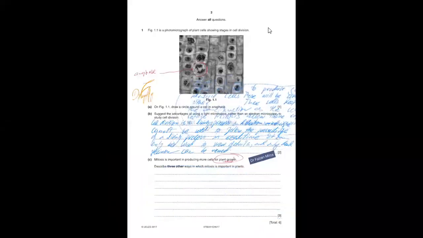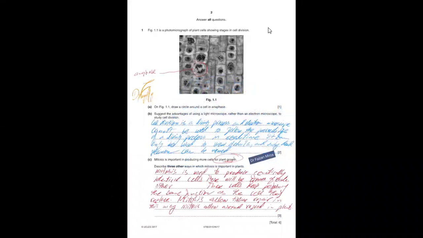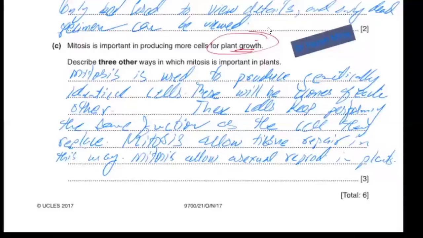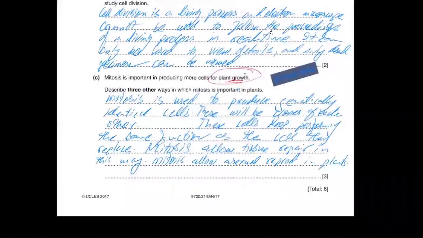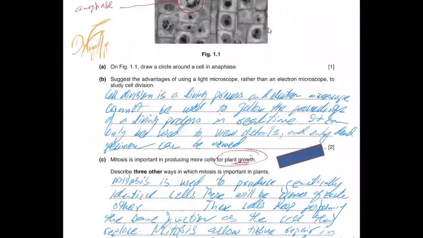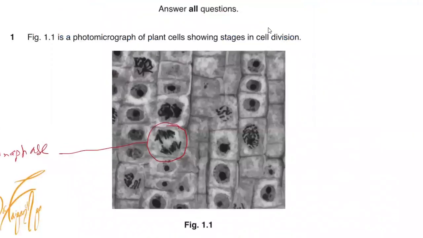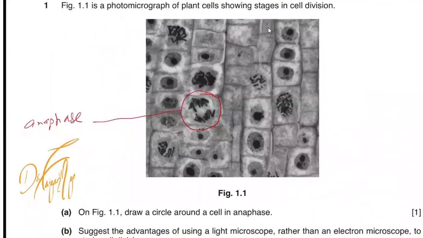So here we have this question, and it actually came in October/November 2017. The variant that I'm taking this question from is the first variant, variant 21. The question shows a photomicrograph of plant cells showing different stages of cell division. So let's study this diagram first so we can answer the question.